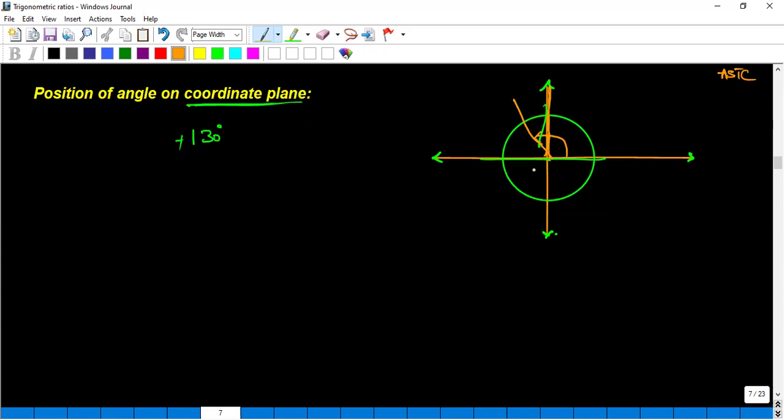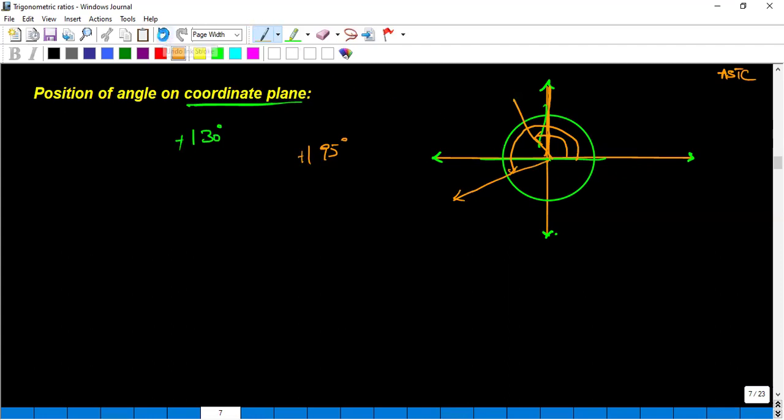Hope this is clear. Suppose you are taking 195 degrees. Again, the sign is very important. Here the sign is positive, so you need to go only in this direction. 195 is greater than 180, so it will come somewhere here.